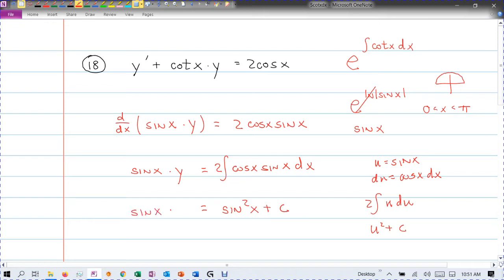This side is sine x times y. Divide everything through by sine. And c over sine is the same as c times cosecant x. So for number 18, y equals sine x plus c times cosecant x, that's only valid when x is between 0 and pi. 19.